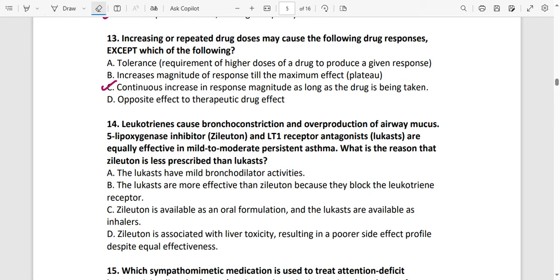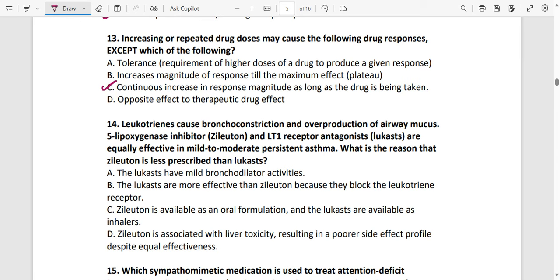Okay, number 14. Leukotrienes cause bronchoconstriction and overproduction of airway mucus. Lipoxygenase inhibitors like Zileuton and leukotriene 1 receptor antagonists, which is Montelukast, are equally effective. This is one thing you need to know: those which inhibit the receptor for the leukotrienes and those which stop the production of the leukotrienes have the same effect. They are equally effective in mild to moderate persistent asthma.